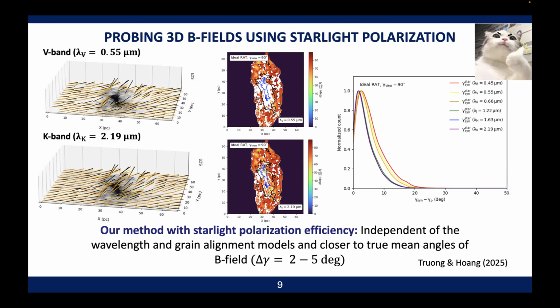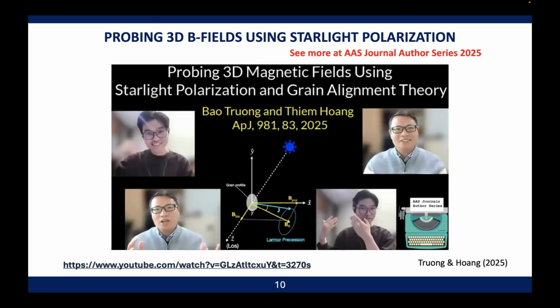And despite the difference in the observed wavelength, our new technique, when including the grain alignment, can provide an accurate inference of the inclination angle, which is closer to the true mean angle of the magnetic field that we get from MHD data, with a deviation of about 2 to 5 degrees. And also our latest paper, using starlight polarization, is presented in the AAA journal Outer series. And if you want further information and more detail, you can go to YouTube, which has an informal but engaging way to understand further how we developed the new technique.